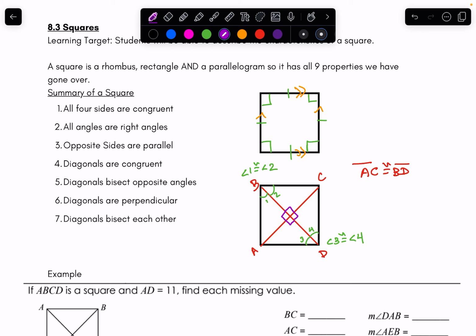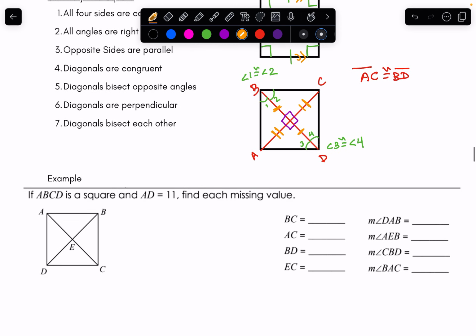And because it is a parallelogram, like we're used to, the diagonals bisect each other. So there's a bunch of stuff going on. So it's important that you practice and make sure that you review the properties to make sure that you're distinguishing between all of our different shapes.